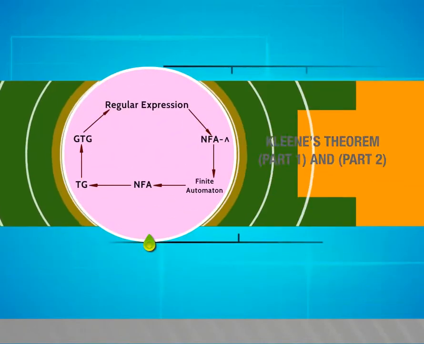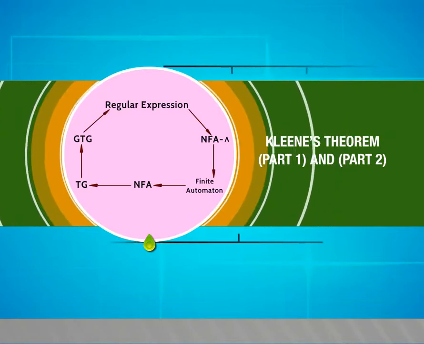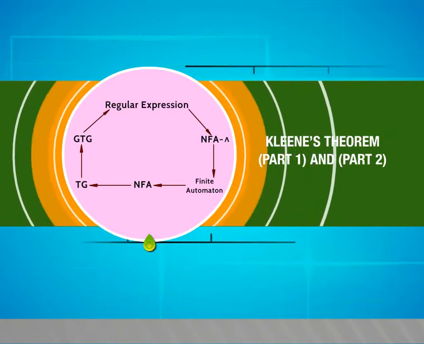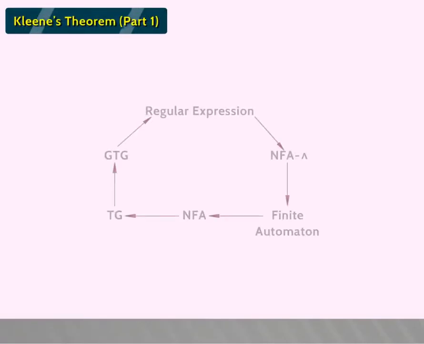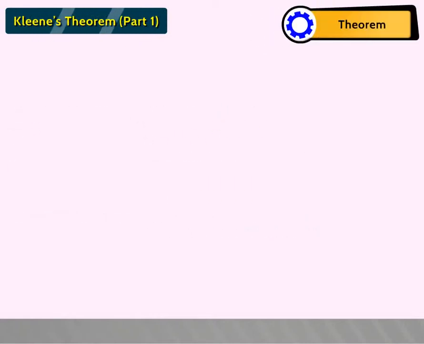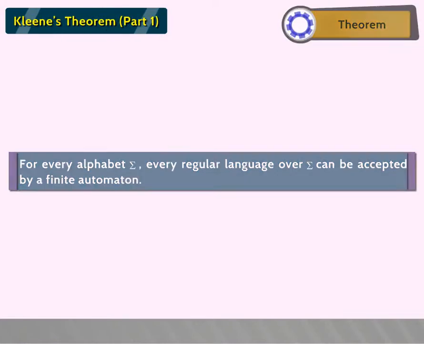Kleene's theorem part 1 and part 2. In this video, we are going to see about Kleene's theorem part 1 and part 2. Kleene's theorem, that is part 1. Theorem. For every alphabet Σ, every regular language over Σ can be accepted by a finite automaton. Proof.